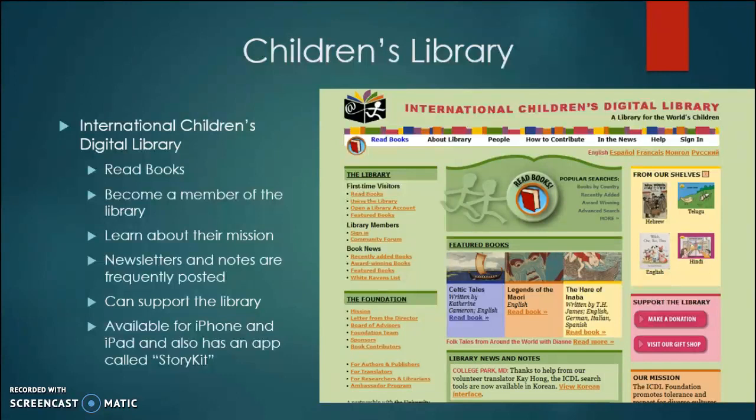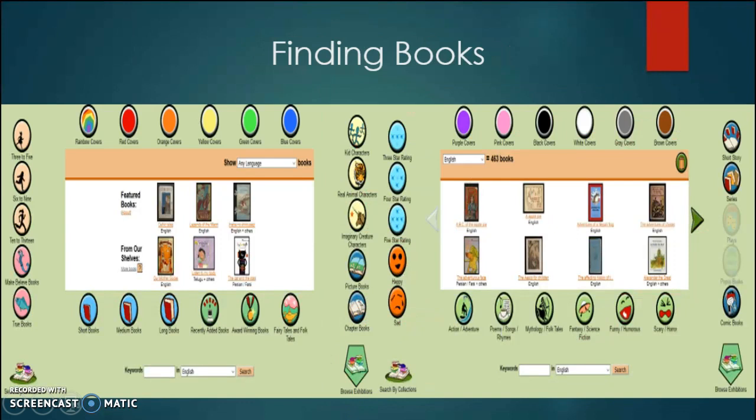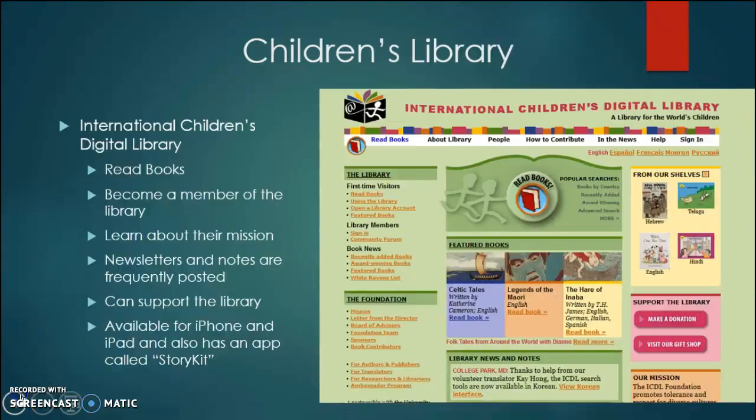And it is also available for iPhone and iPad, and they also have an app called StoryKit, which directly follows the Children's Library. So if you're finding books, if we go back to the last page and look at the main home page right here, there's read books down here. You can find read books at the top. You can hit read books right in the middle. You can look from the shelves. There's featured books. There's so many ways that you can get to the books.